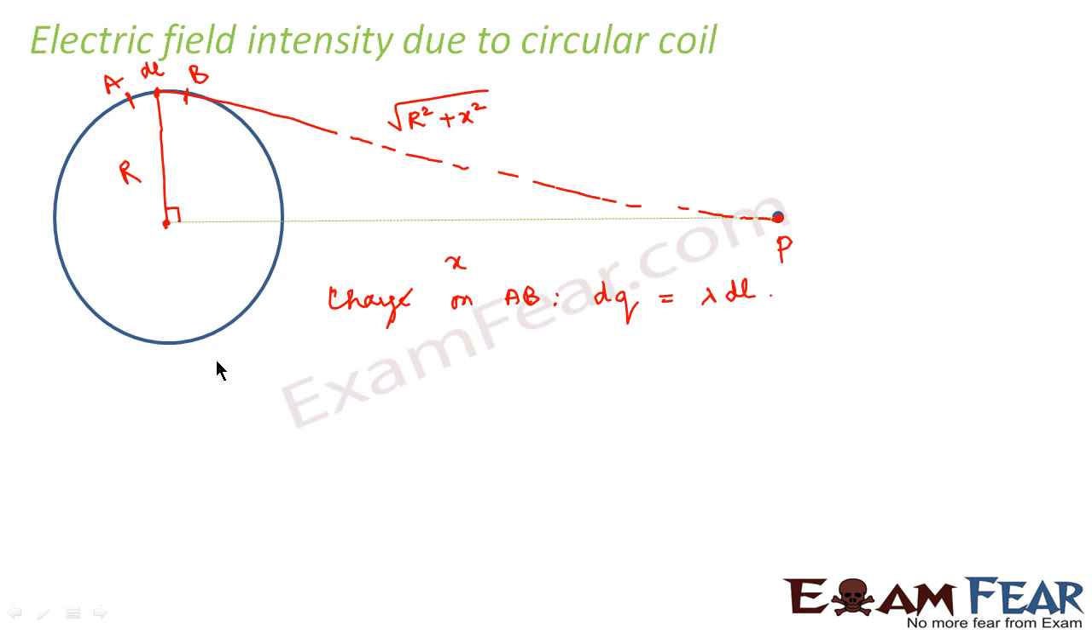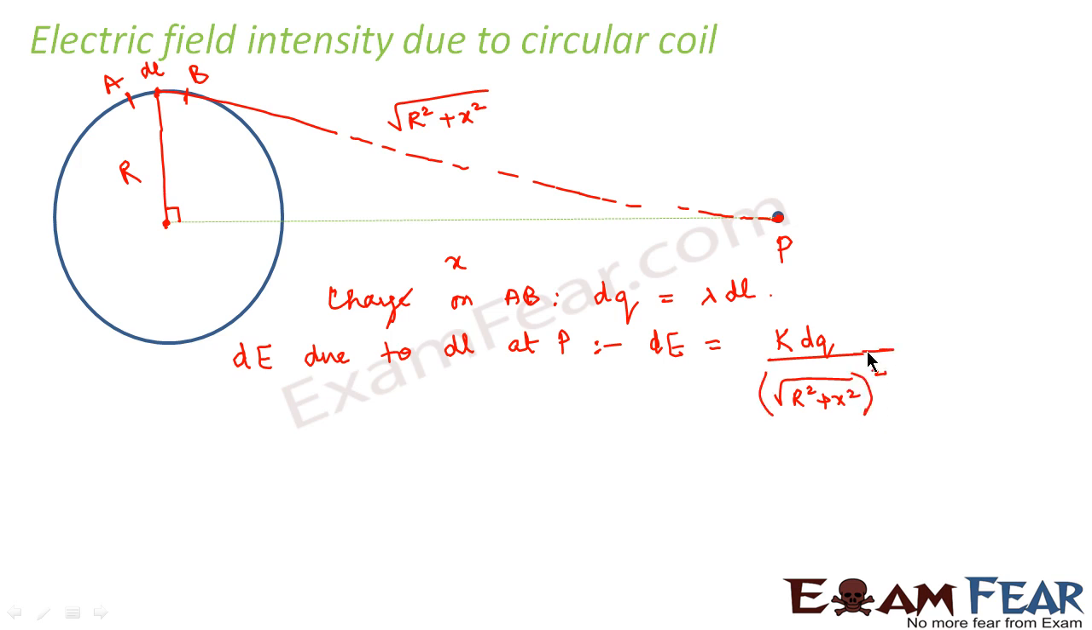So we can say that the small electric field dE due to the element dL at point P will be given by dE equal to kq divided by r square, so k dq divided by r square. What is r? r is the distance of this dL from point P, that is equal to root over R square plus x square, whole square. So this can be written as k lambda dL divided by R square plus x square. Right, so this is the small electric field here.